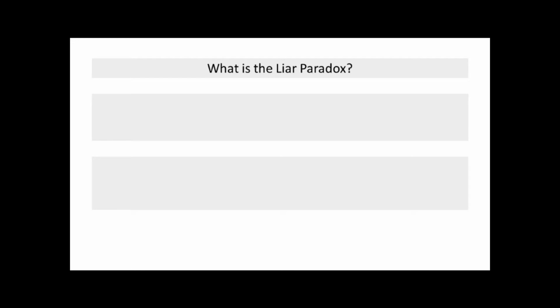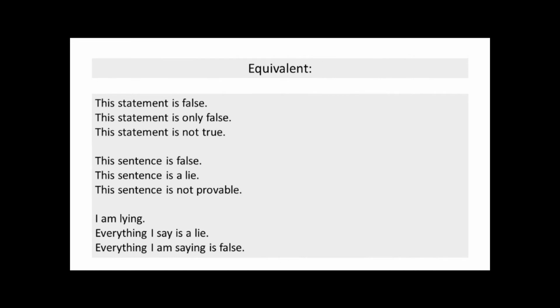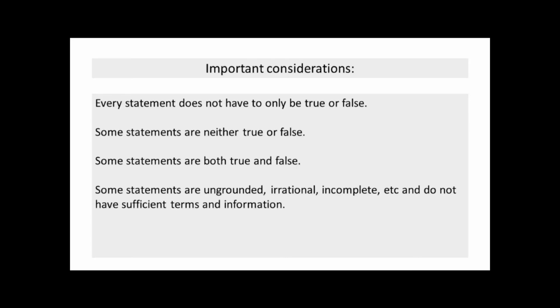So, what is the liar paradox? A is false if it is true. A is true if it is false. Here are some equivalent statements. There's a great tradition of folks from ancient to modern times trying to understand what's going on with such a paradox. Their approaches and proposed solutions provide awesome insight.